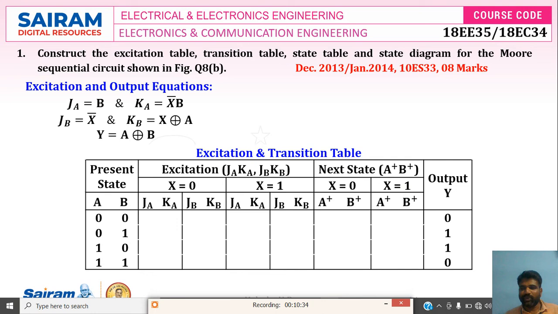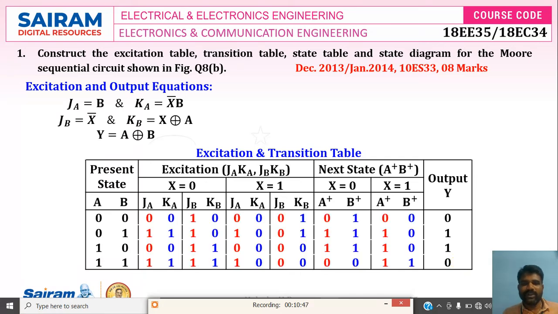Okay, and the output depends on A B. A exclusive OR B: 0 0 0 0 1 1 1 0 1 1 1 0. So this is the complete table, the excitation table and transition table.